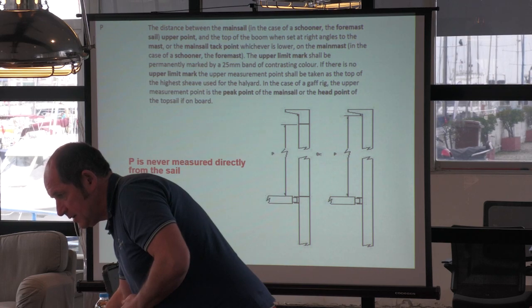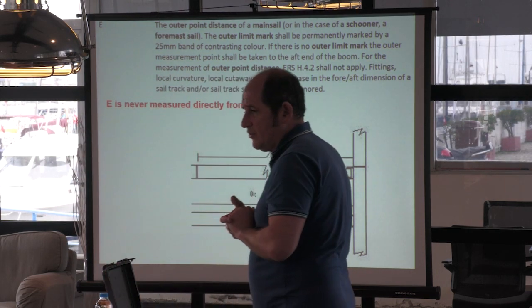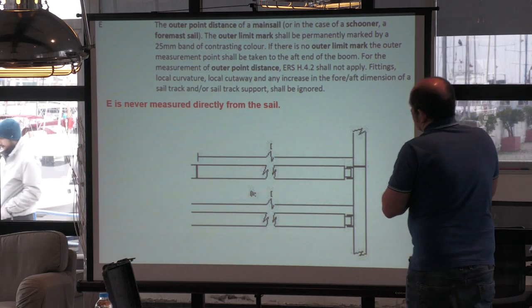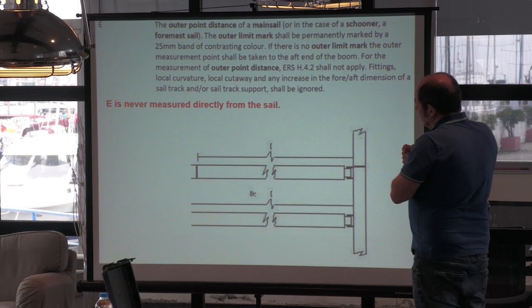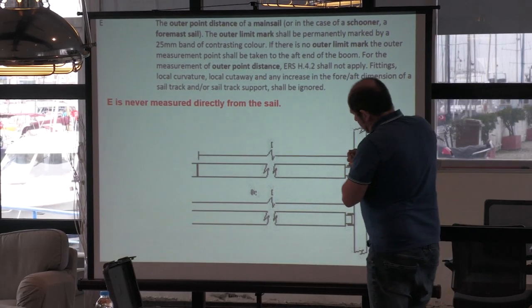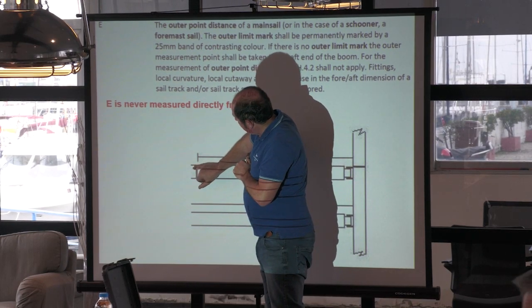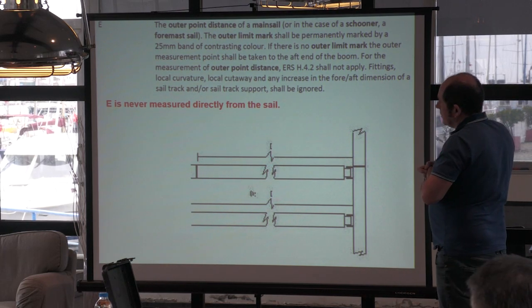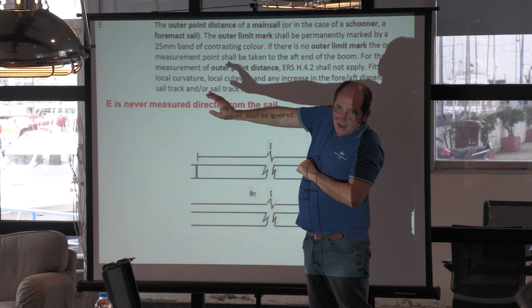The E measurement at the end of the boom is the same principle. E is never measured directly from the sail. So we are looking for the outer point distance of the mainsail, which is the inside of the black mark at the end of the boom. And with no outer limit marks, we will measure from the mast to the extreme end of the boom.